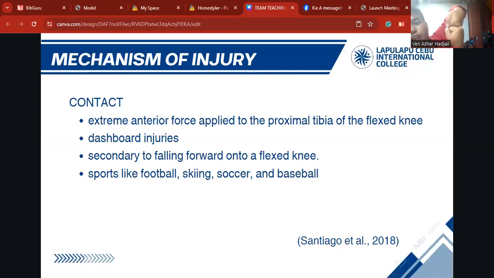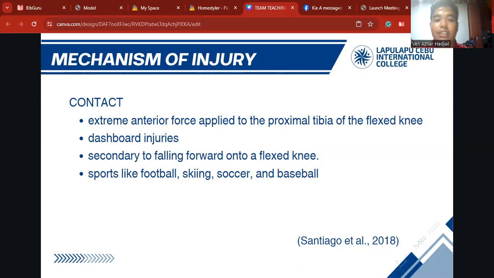Since we are visualizing this, this is again the femur, this is the anterior side, and this is the posterior side. It is stated here that the knee should be flexed. So we will turn it this way, as you can see. Your tibia here, and there is an anterior force applied, extreme anterior force. If an anterior force hits the tibia, it will be moved posteriorly, like that. So that is one of the mechanism injuries.